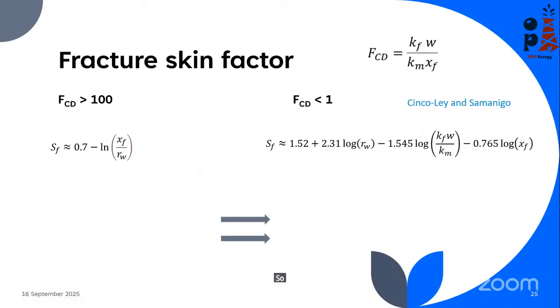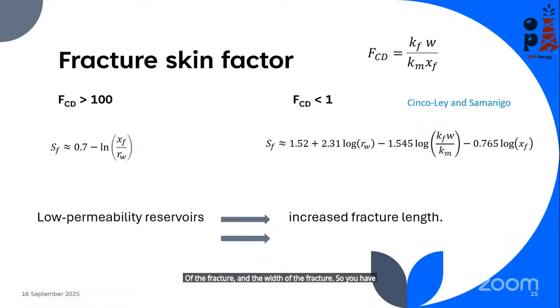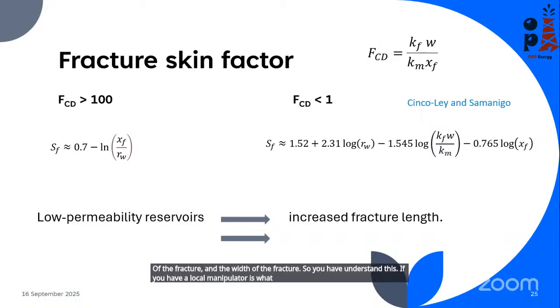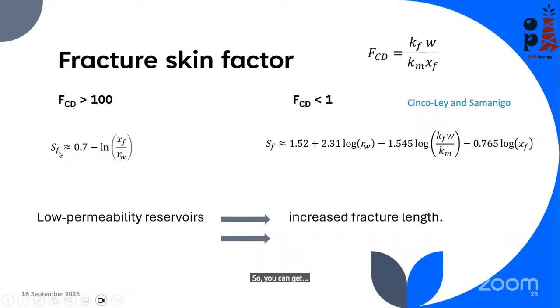So if you are in a tight reservoir, the factor that affects the skin factor is the length of the fracture. And if you have a very good conductivity in the matrix itself, or in the reservoir to begin with, the most important one is the conductivity of the fracture and the width of the fracture. So you have to understand this. If you have a low permeability reservoir, you have to increase fracture length, so you can get a more negative number for the skin factor.